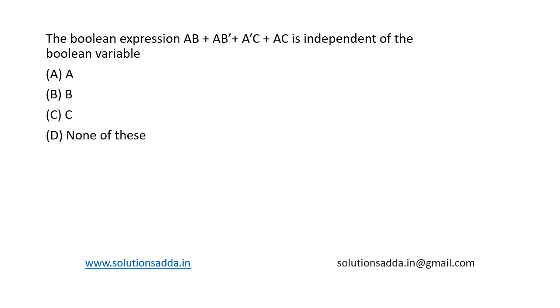This is a question from digital logic design. The Boolean expression AB plus AB bar plus A bar C plus AC is independent of the Boolean variable, and 4 options are given. Let's try to minimize the expression. AB plus AB bar plus A bar C plus AC.